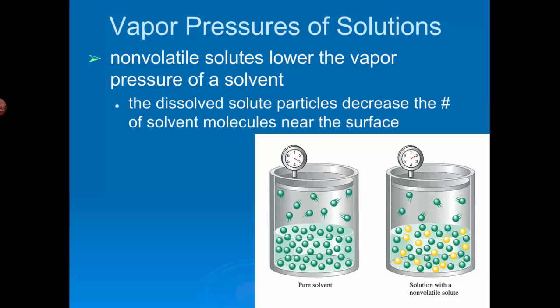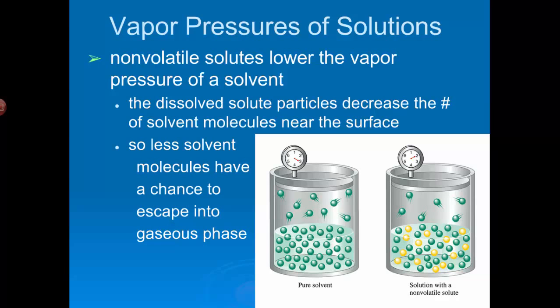The dissolved solute particles actually prevent solvent particles from getting to the surface. If they can't get to the surface, they can't get out. And so these non-volatile solute particles get in the way, and they prevent molecules from getting to the surface, and therefore fewer of them will turn into a vapor, and you'll have a lower vapor pressure. So there's less solvent that can escape into the gas phase.